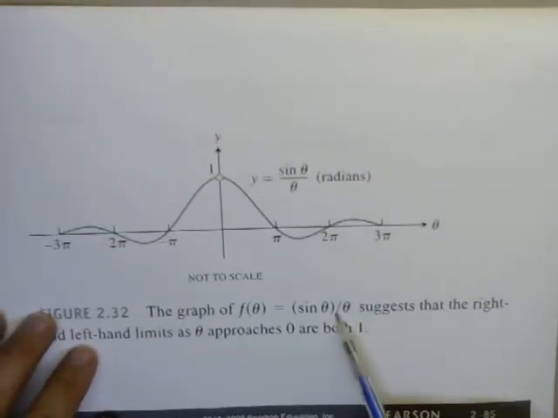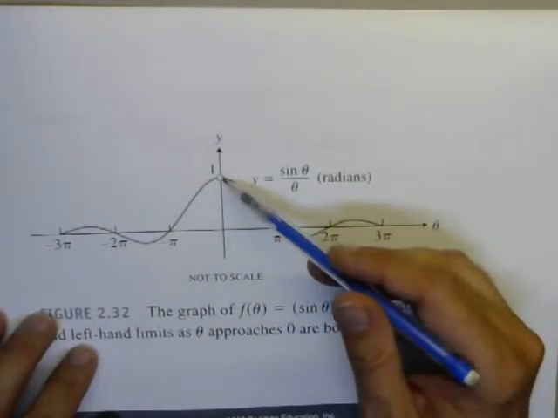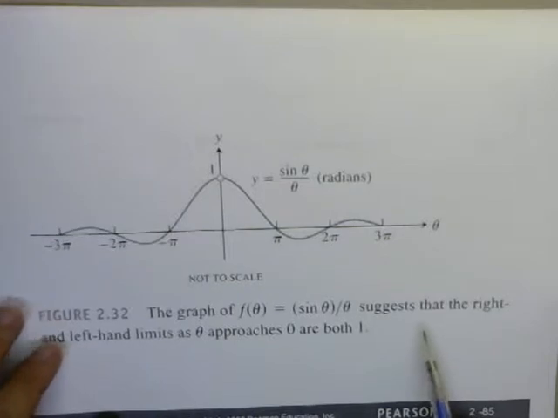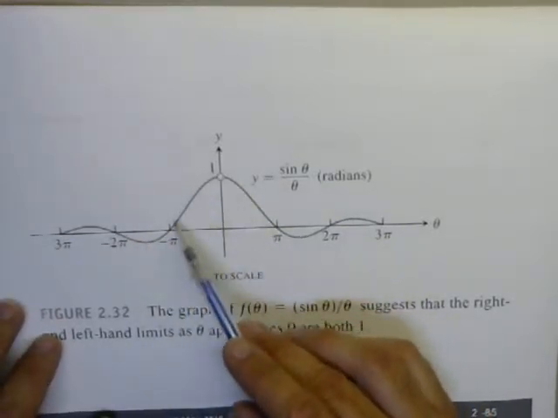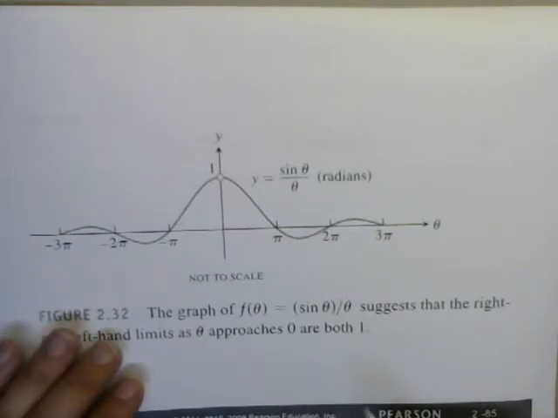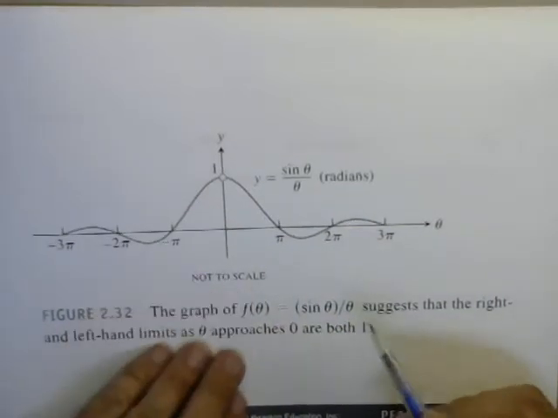Here's the graph of sine of theta over theta. So it looks like this. You actually have a hole here at 0, because when theta is 0, this is undefined. But it looks like the limit from the right and left-hand side both approach 1. So that means if you take the ratio of sine of theta divided by the angle, it looks like it's going to be 1.